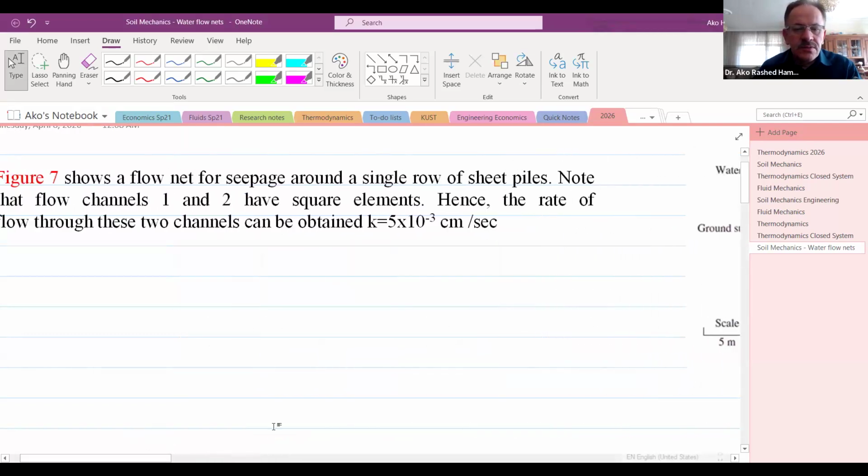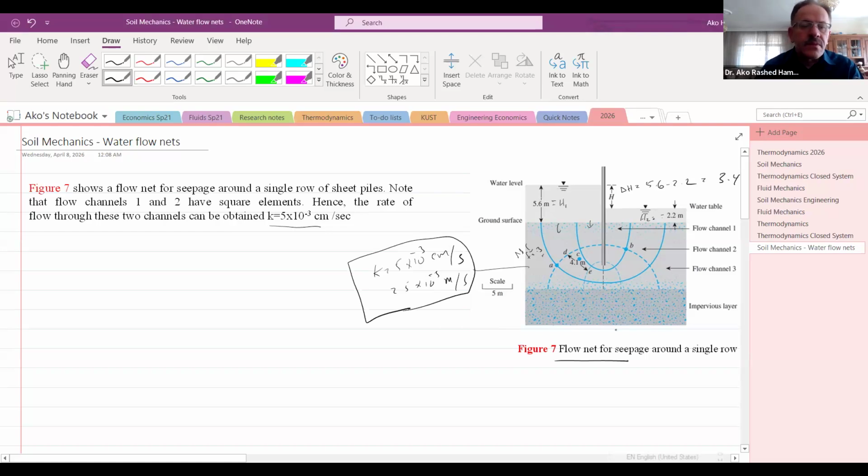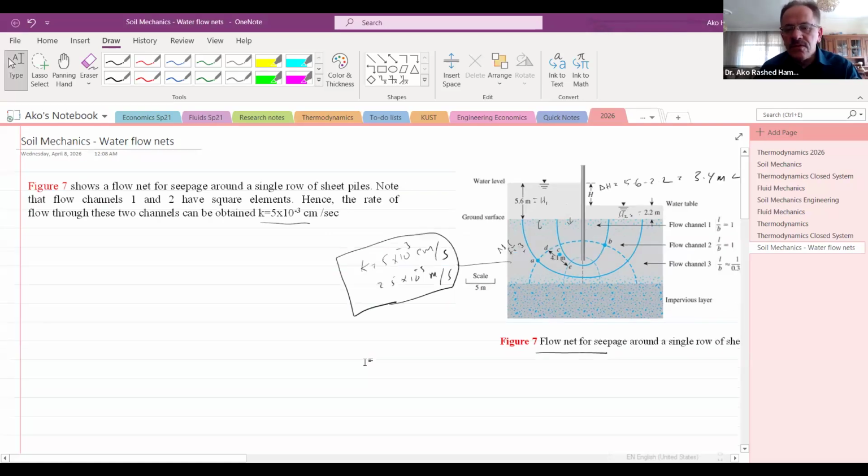This equation, here the permeability K of the soil is how much? 5 times 10 to the power minus 3 centimeter per second, which is equal to 5 times 10 to the power minus 5 millimeter per second, same as the previous example. Now, how to solve this one?